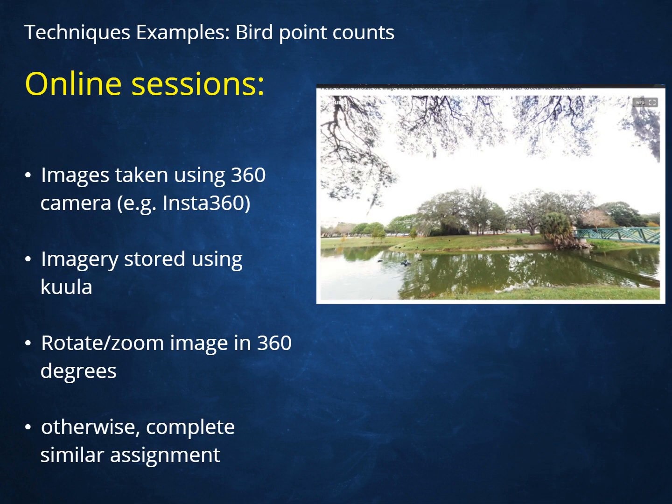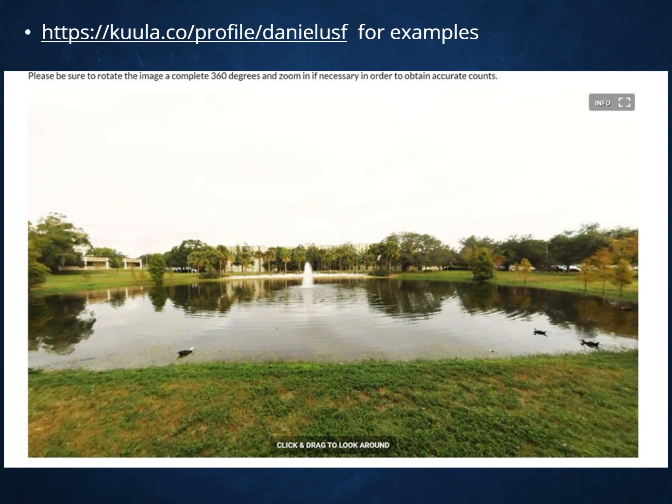In the online version, students, individually or in small groups, conduct digital point counts using 360 imagery. I take the images using a 360 camera, like one by Insta360. I archive the imagery on a depository. Then students access the imagery and can interact with it by zooming and rotating it around in a complete circle to complete the point counts. Otherwise, they complete the same assignment. If you want to see an example, you can access a sample of the images at this web link.